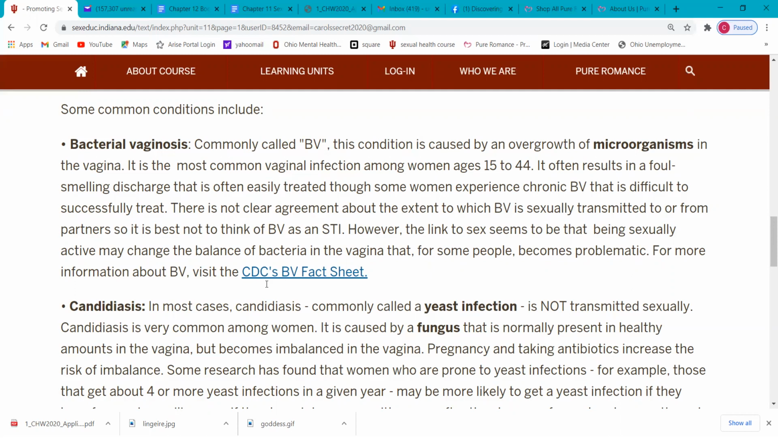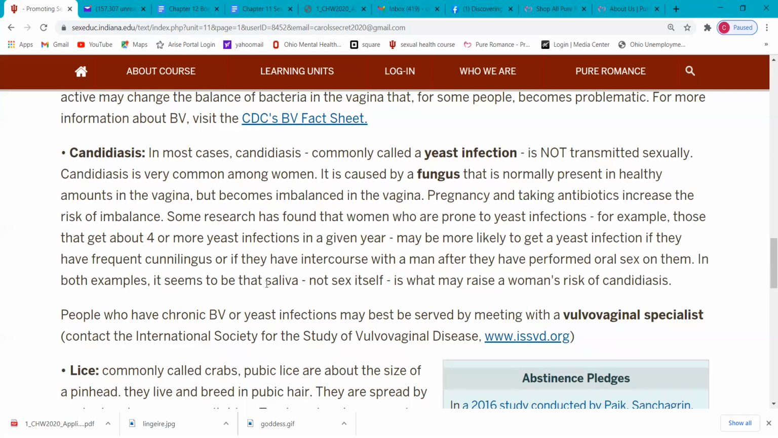Right, because they're letting you know that it is an overgrowth of microorganisms, and you can get that many different ways, right, ladies? Okay, so let's go to the next one. We're going to go to Candida. In most cases, Candida is commonly called a yeast infection. It is not transmitted sexually. It's very common among women. It's caused by a fungus that's normally present in healthy amounts in the vagina, but becomes imbalanced. So pregnancy and taking antibiotics can actually increase the risk of this imbalance.